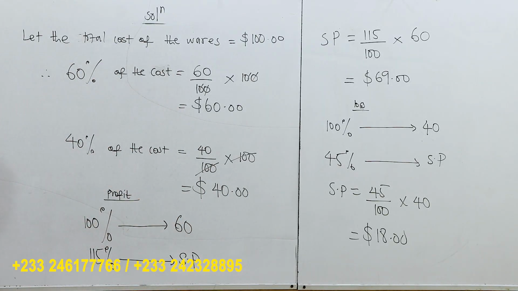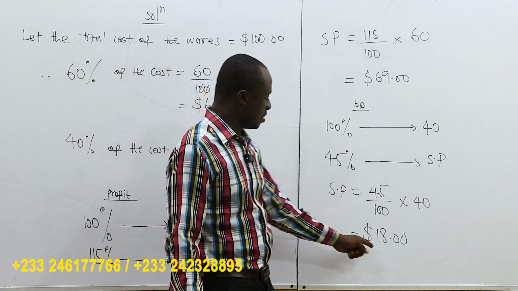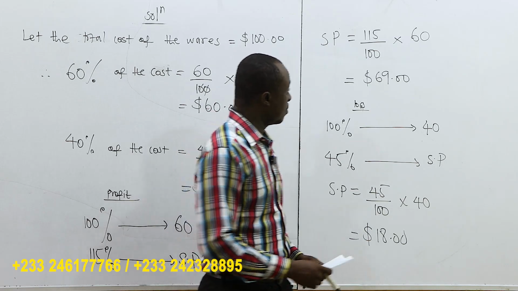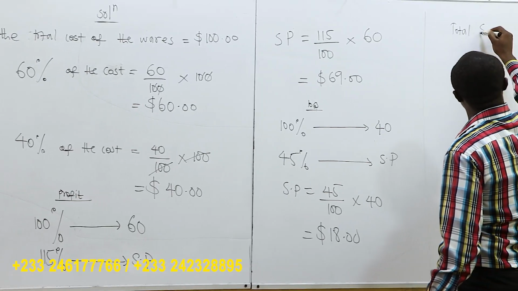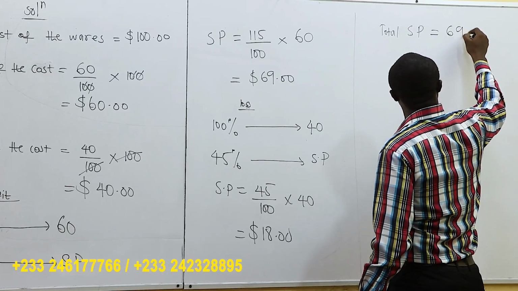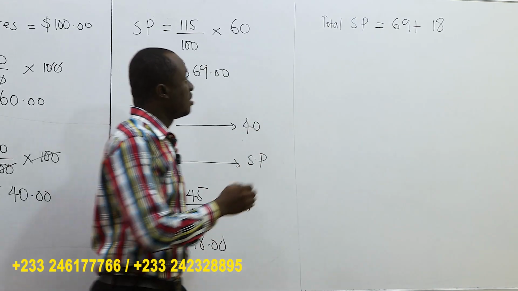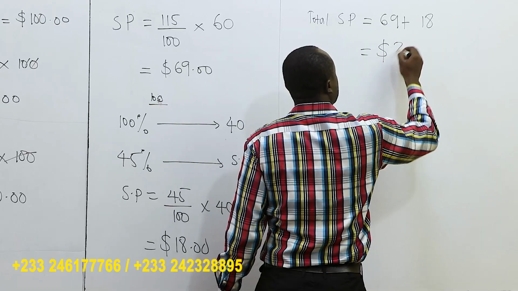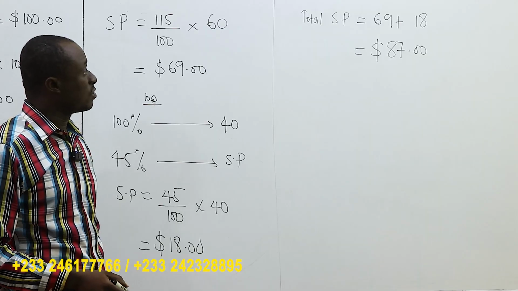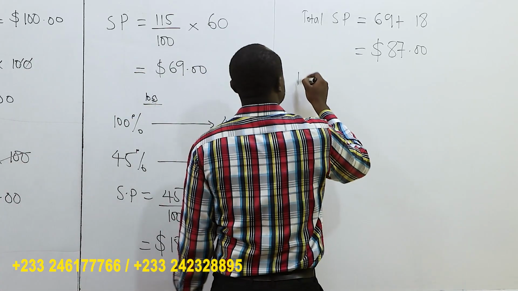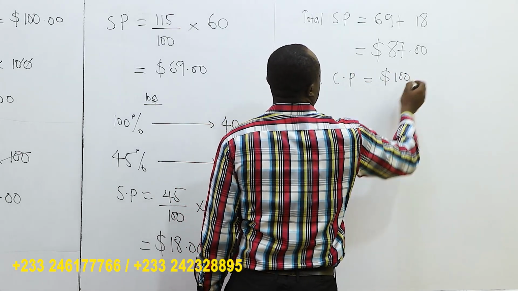So we have the selling prices. The profit is giving us 69, and the loss is giving us $18. So our total selling price will be 69 plus 18, and clearly this is $87. So the total selling price is 87. We also know that the total cost price is $100.